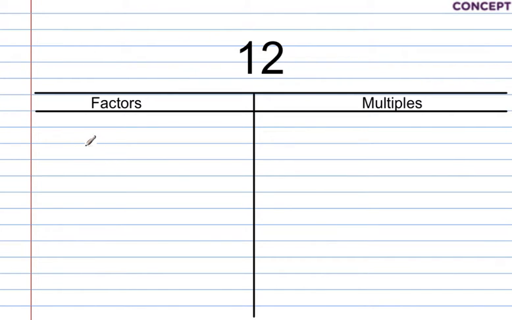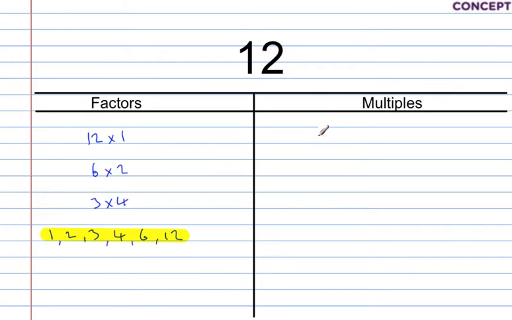Okay, so the factors of 12. Well, 12 times 1 is 12. 6 times 2 is 12. 3 times 4 is 12. And they are all the whole numbers that multiply to give 12. So they are all the factors: 1, 2, 3, 4, 6, and 12. So the factors of 12 are all of those numbers.